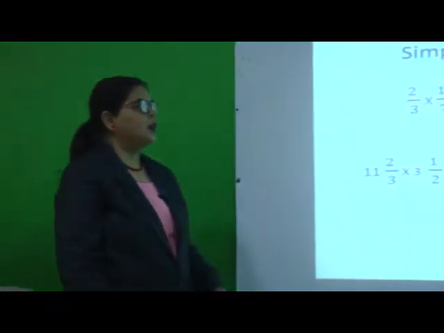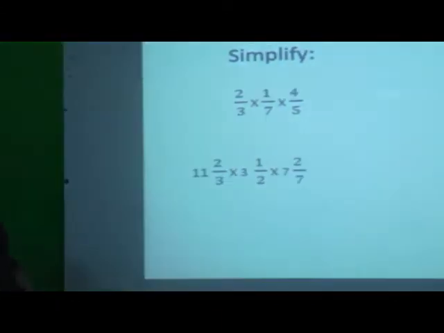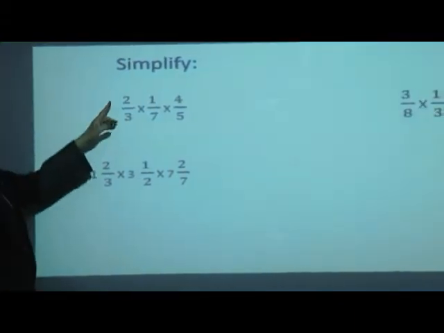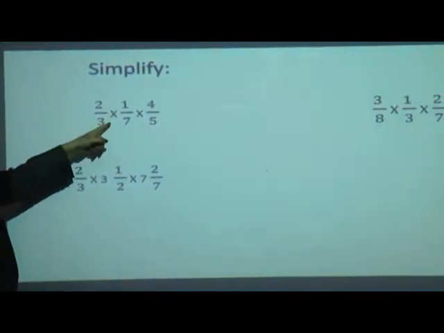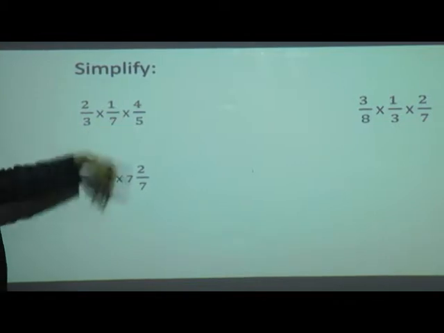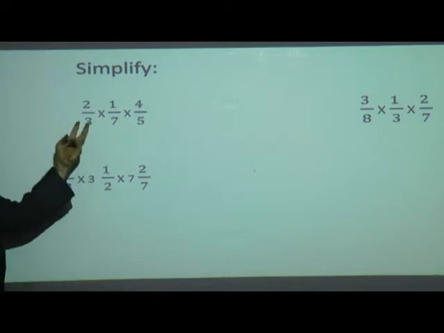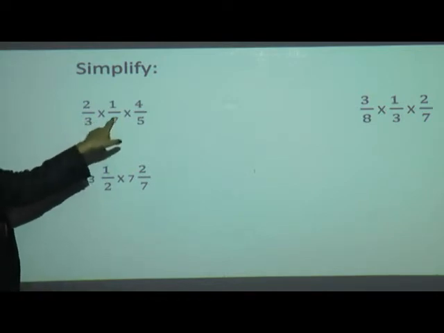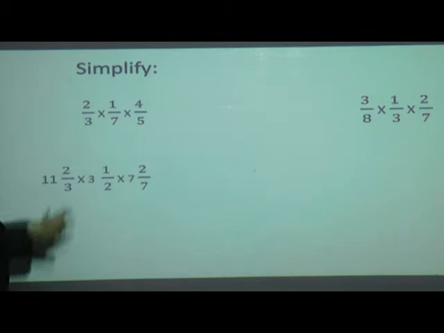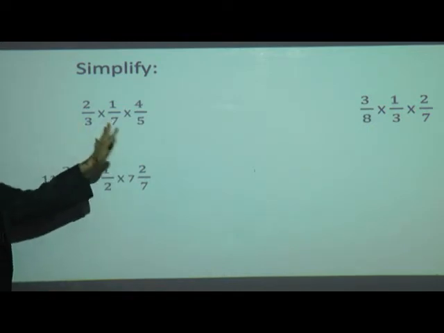What are the steps required to simplify the given example? Here we have one fraction, 2 upon 3 multiplied by 1 upon 7 multiplied by 4 upon 5. So here we have 3 fractions. Already we had learned multiplication of 2 fractions, but here we have 3 fractions. How to multiply these 3 fractions? I will give a simple, easy trick on how to do it.